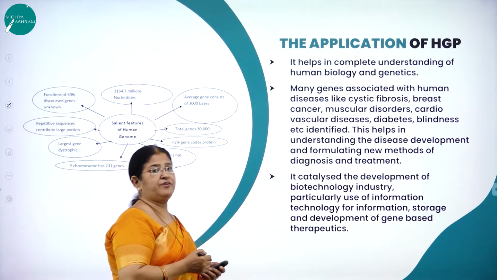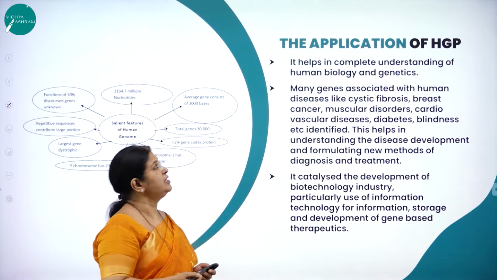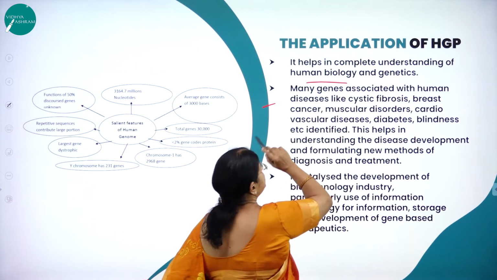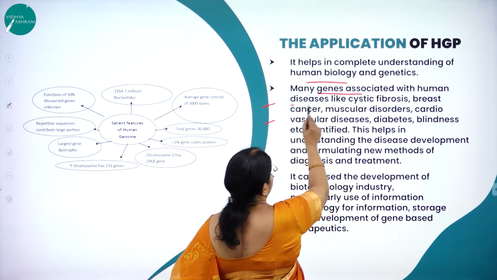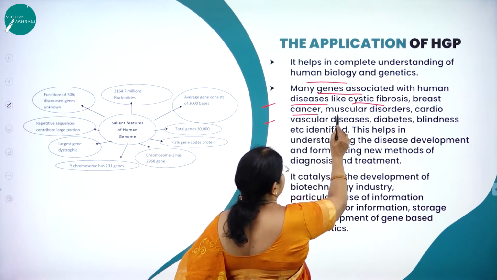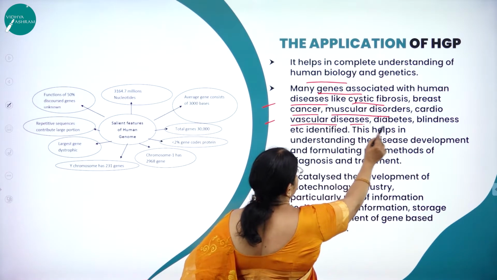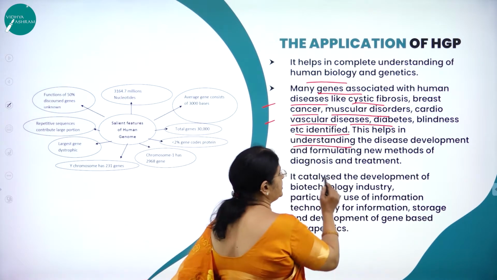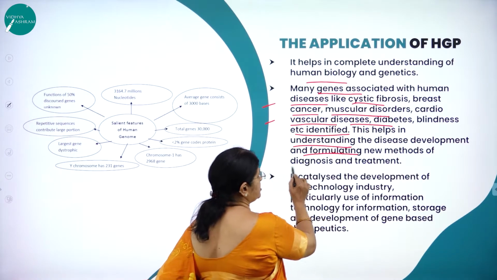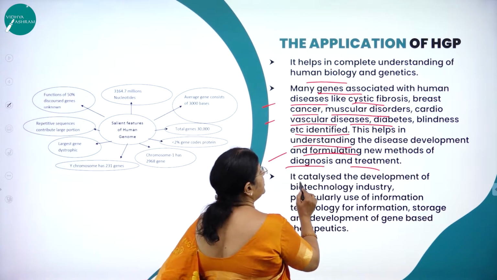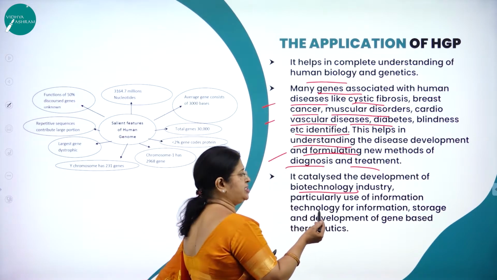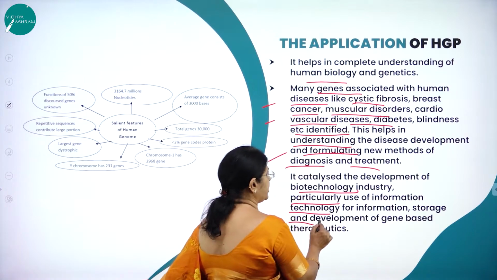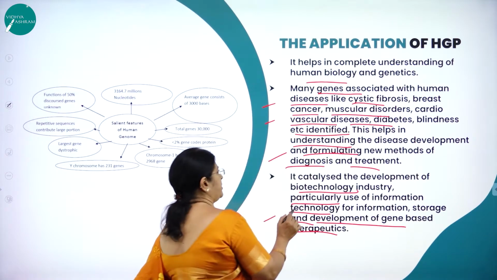This is very important from the examination point of view, where they'll ask what are the applications of HGP. So it helps in complete understanding of human biology and genetics. Many genes associated with human diseases like cystic fibrosis, breast cancer, muscular disorder, cardiovascular disorders, diabetes, blindness can be identified. And this helps in understanding the disease development, formulating new methods of diagnosis and treatment. It is also used in information technology for information storage and development of gene-based therapeutics.